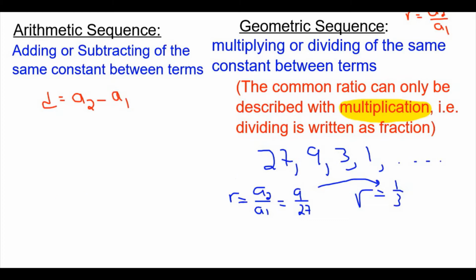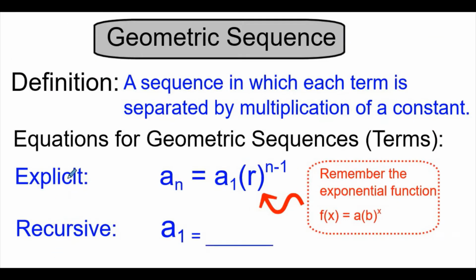So that's important because when you look at the formulas, the explicit formula is AN is equal to A1 R to the N minus 1. AN means formula or rule, or any term. A1 means the first term. R is the common ratio, which you just saw me find, and N minus 1 is the exponent.